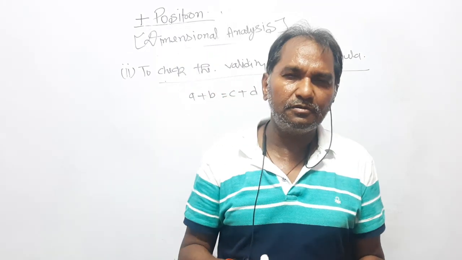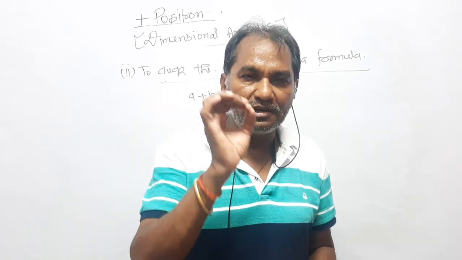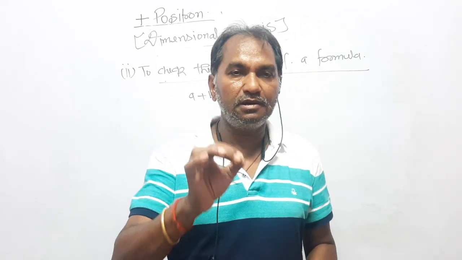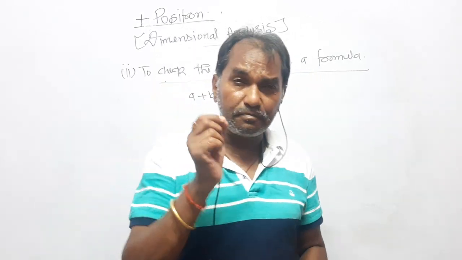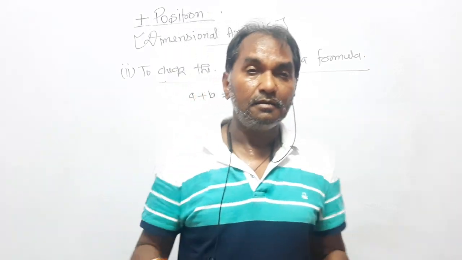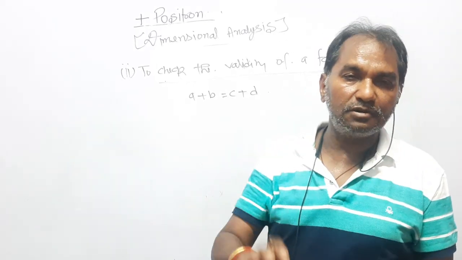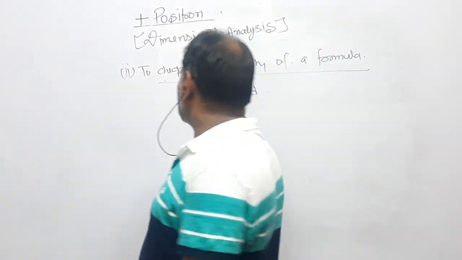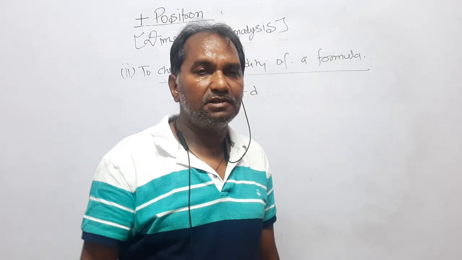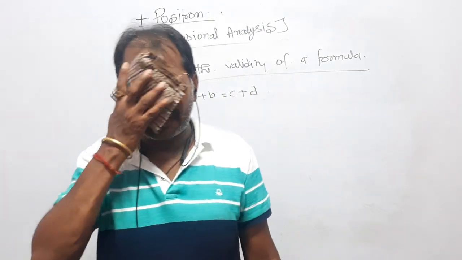But similarly, you can just imagine, is it possible to add 1 kilogram with 1 hour? Is it possible to add 1 hour with 1 ampere current? No. Why? Because they are physical quantities with different units, different dimensions. It means if A plus B is equal to C plus D, then A, B, C, D should possess the same dimension, only then they can be added or subtracted.